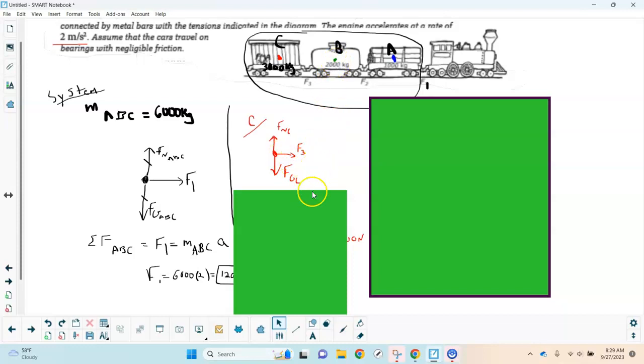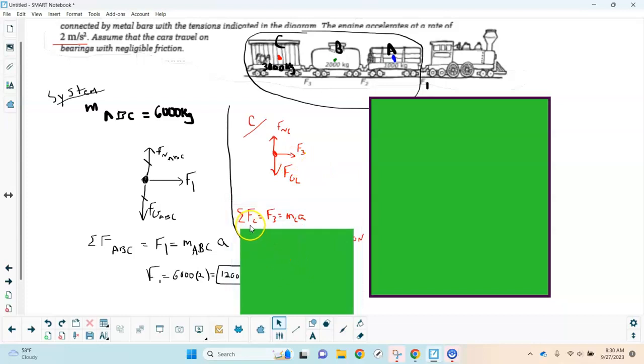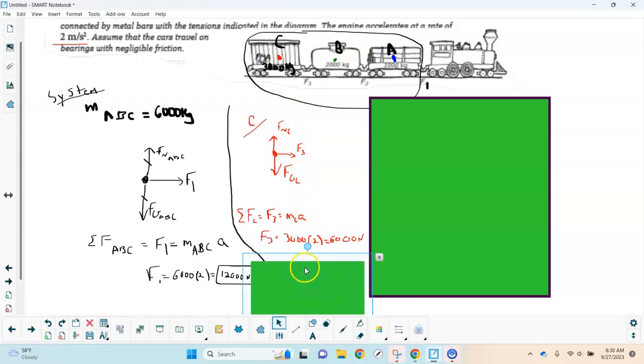And F3 is the force that is accelerating it. That's the net force. So if we keep going, the sum of the forces on C is just a positive F3, and that's equal to the mass of C times the acceleration. The mass of C is 3,000. The acceleration is 2. So 3 times 2 just gets you 6,000. So again, not overly complicated, but you just have to be able to work through and collect the objects together in your system and use it appropriately.